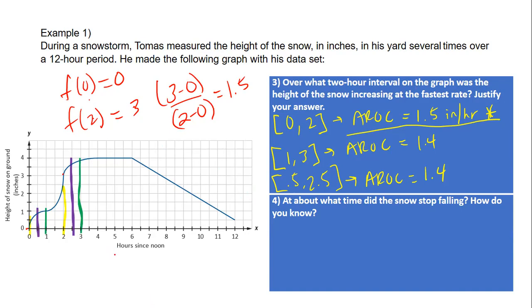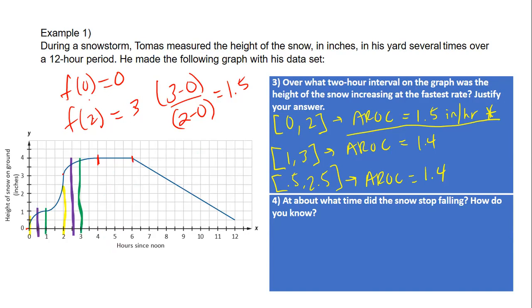Okay. For 5 minutes, we're gonna start our quiz. Here we go. At about what time did the snow stop falling? 3:30. What are we like? So here we're increasing a little bit, and then we're leveling out. I would say from 4 to 6.